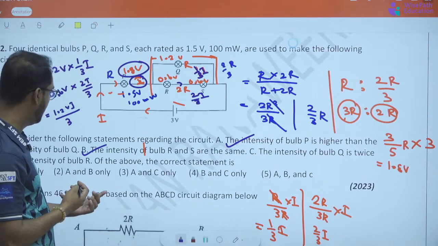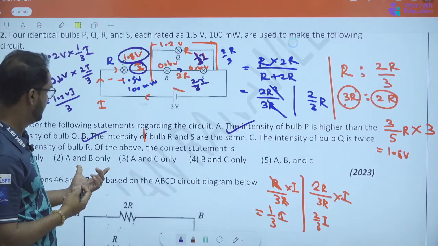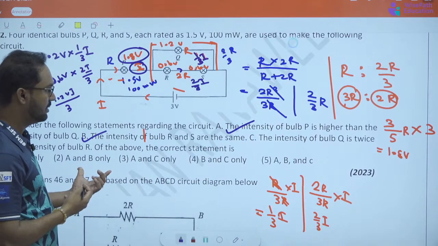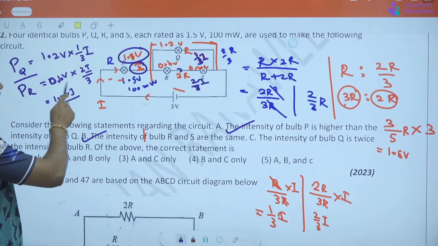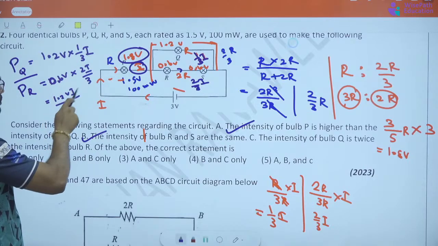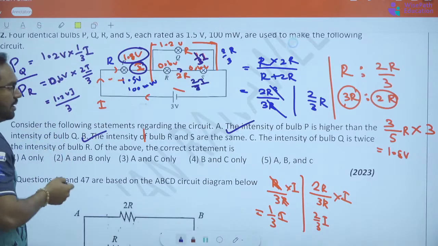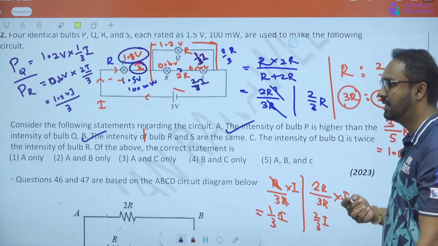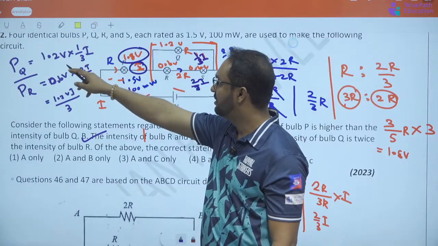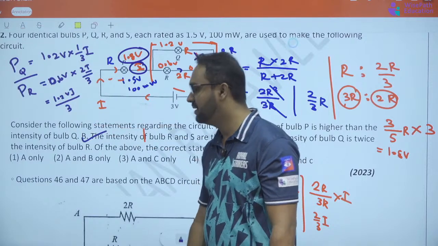So the statement B, the intensity of the bulbs R and S are the same. Yeah, so that is correct. Intensity of the bulb Q is twice the intensity of bulb R. No, they are the same. Do you see that? 0.6 into 2, 1.2 Vi, and 1.2 Vi over 3 is the same. So Q and R have the same intensity. If you multiply this, that is 1.2 Vi over 3. Even this is 1.2 Vi over 3.